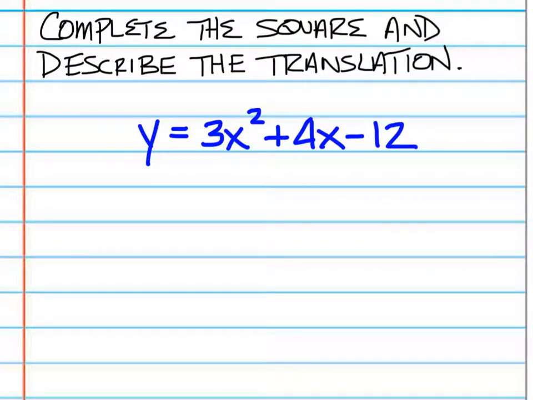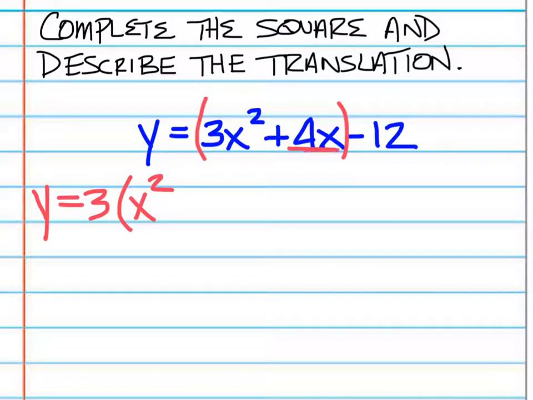This one has a 3 in it. So I need to group these two, but I'm going to move way over here so I have some room. I'm taking out what number? 3. And when I divide 3x squared by 3, what am I left with? 3 divided by 3 is just 1. So I have 1x squared left. 3x squared divided by 3 gives me x squared.